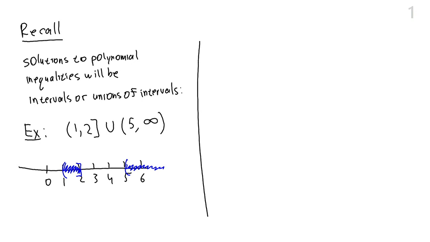Another thing to recall is the properties of real numbers. Just like we solved polynomial equations by factoring, we're going to also solve polynomial inequalities by factoring as well. And then we're going to look at the signs. So recall the facts of real numbers, how signs work.